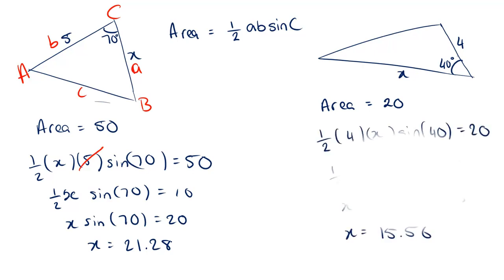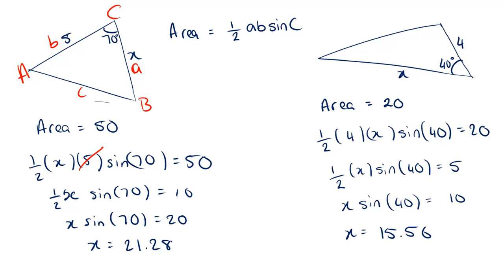Okay, if you did have a go, you should have something that looks like so. So you form the equation as being a half times 4 times x times sine of 40 is 20. And then first of all, I've divided through by 4 to get 5. Then I divide through by a half, and the 5 becomes 10. And then lastly, dividing through by sine 40, you should get the side as being 15.56. Again, that's to 2 decimal places.